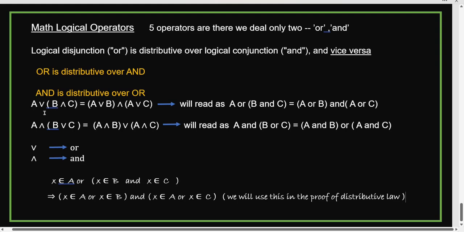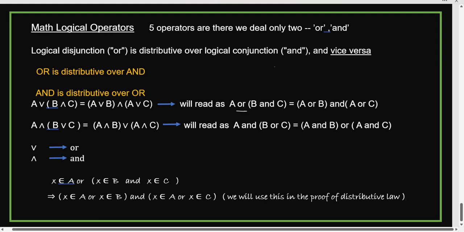See, with mathematical symbols we can write A ∨ B ∧ C. This V symbol is or. This caret symbol is and. These are the math symbols. So A ∨ (B ∧ C) is equal to (A ∨ B) ∧ (A ∨ C). We'll read this as A or B and C equals A or B, and A or C.